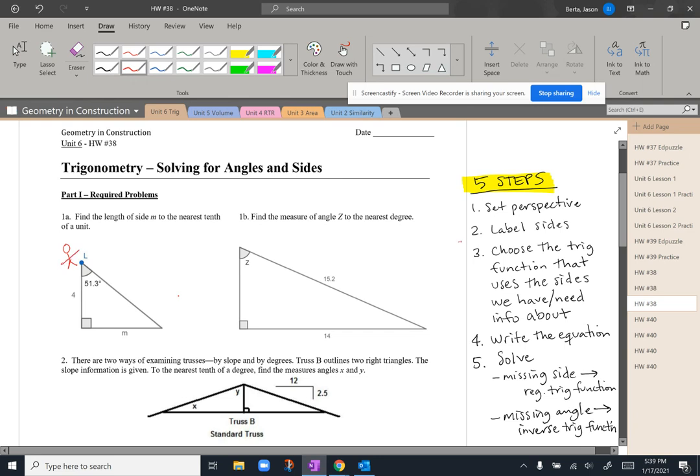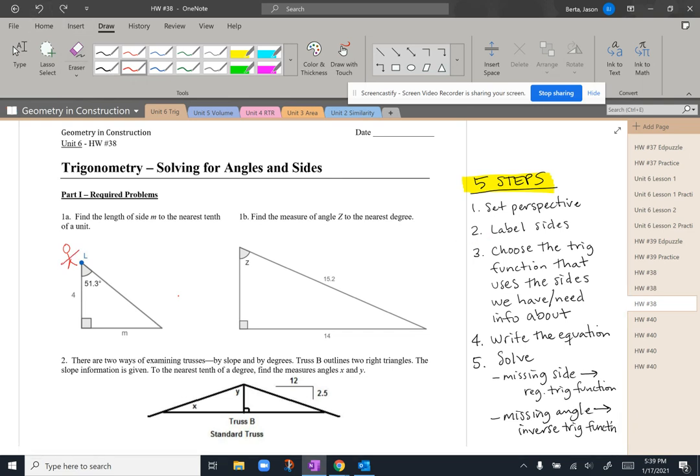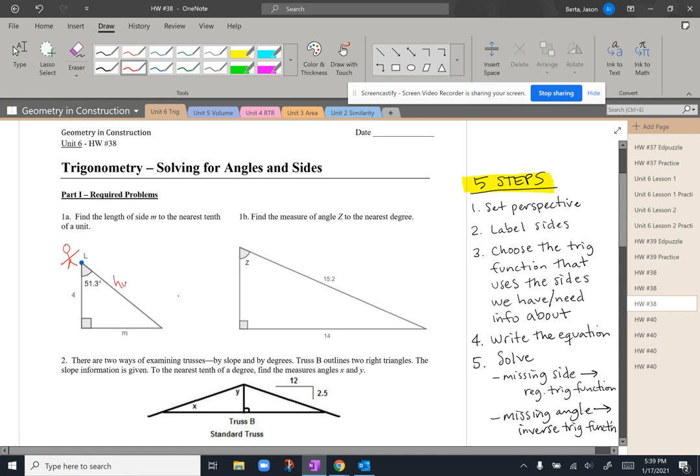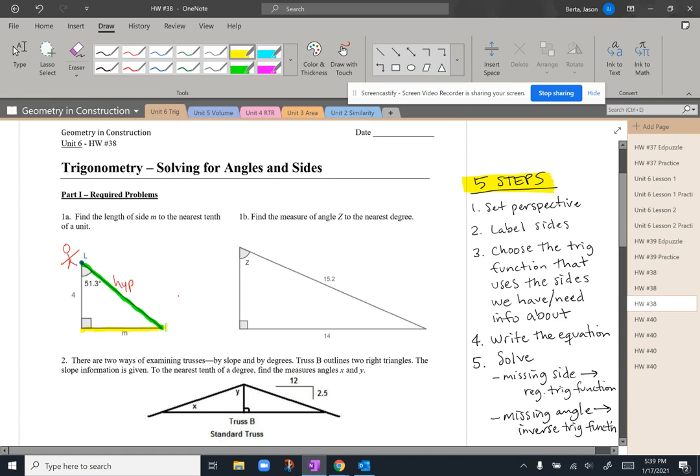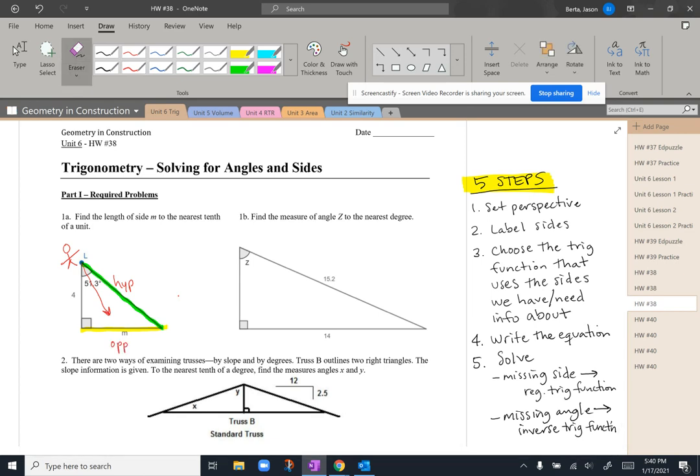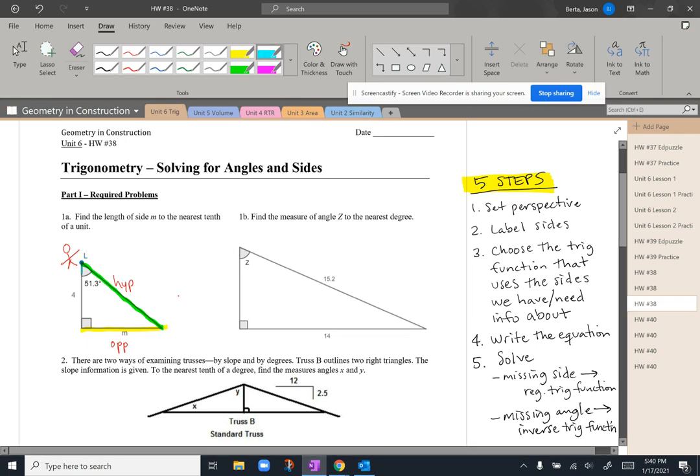Once I do that, the next step is to label the sides. We label this one the hypotenuse because it's across from the right angle. That's always going to be the case. And then the side across the whole triangle from our perspective: if I'm standing at L and I look across the triangle, the opposite side is the one that I see the full length of from that perspective. And then the side that is next to me, that is the adjacent side.